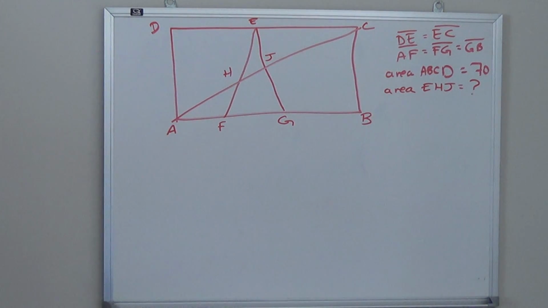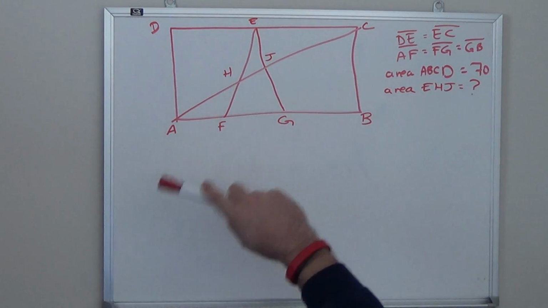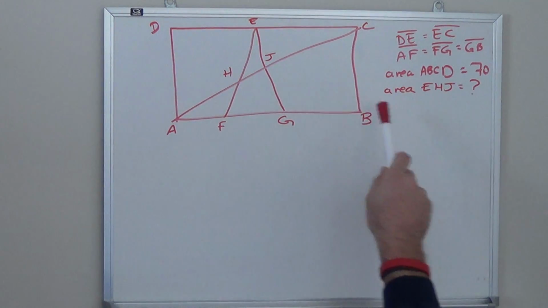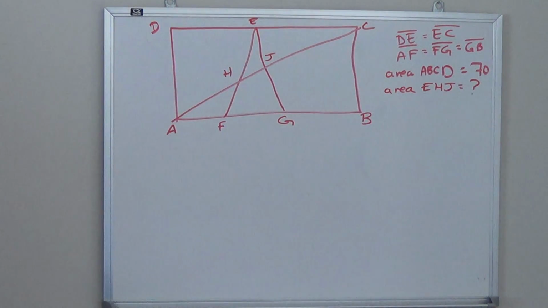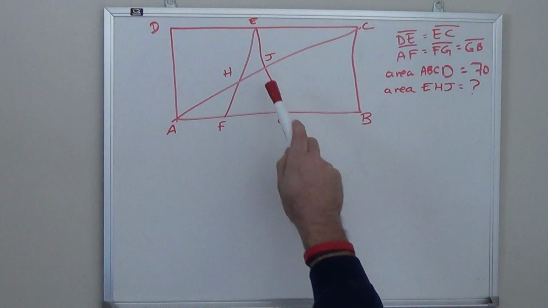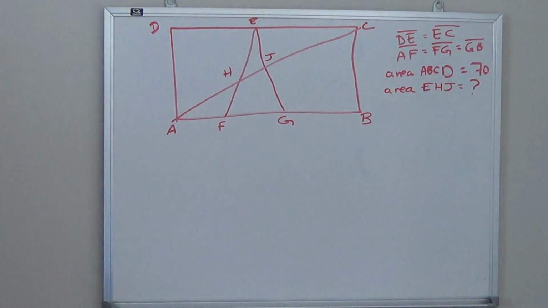So let's see what we got here. And by now everyone's probably seen the problem. You know, we've got a rectangle. It says it's a rectangle. The area is 70. We got a bunch of little triangles in there, and we need to find the area, rather, of this little sucker in there.